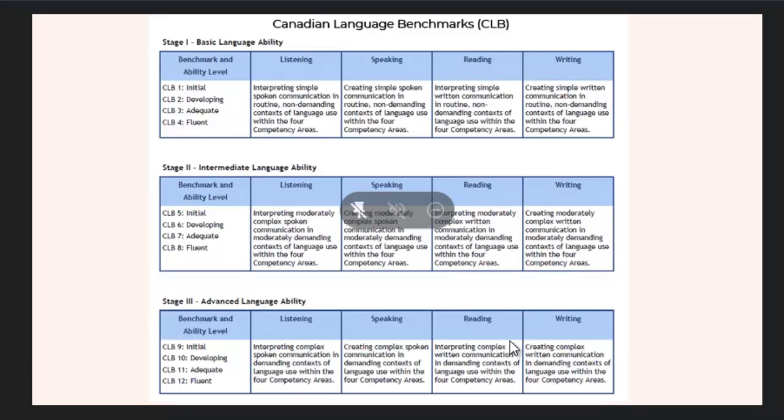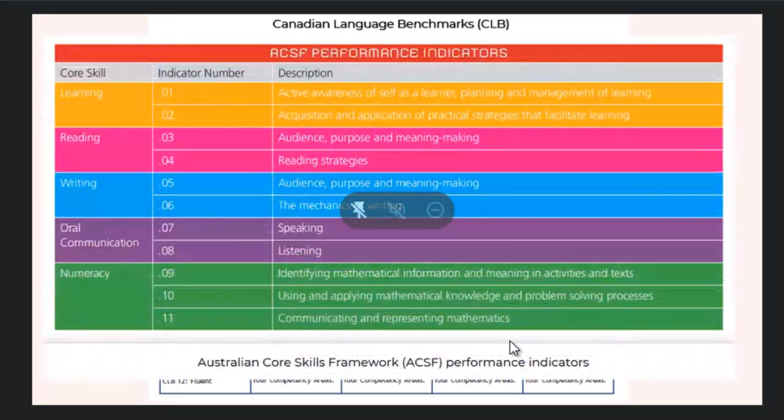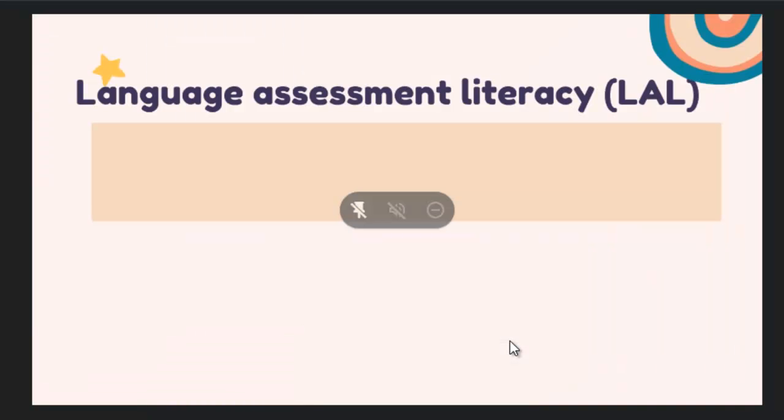And the first I want to introduce is the Canadian Language Benchmarks. And we also have the Australian Core Skills Framework Performance Indicator. All these frameworks are kinds of outcome-based assessment. We will assess the student based on a pre-specified framework or benchmark. And finally, I will talk about language assessment literacy, or LAL.